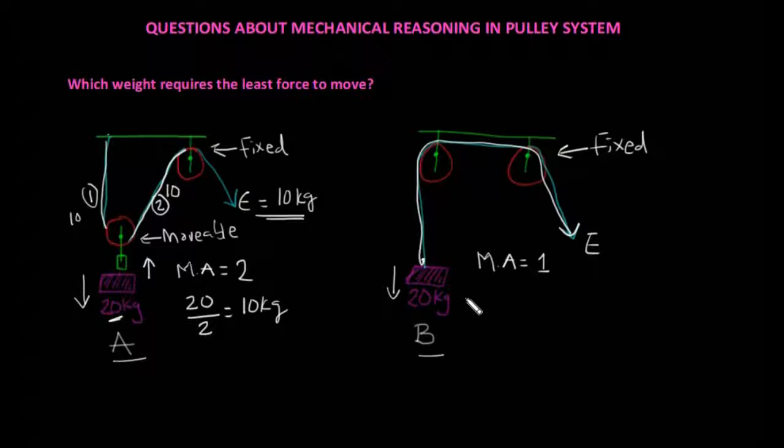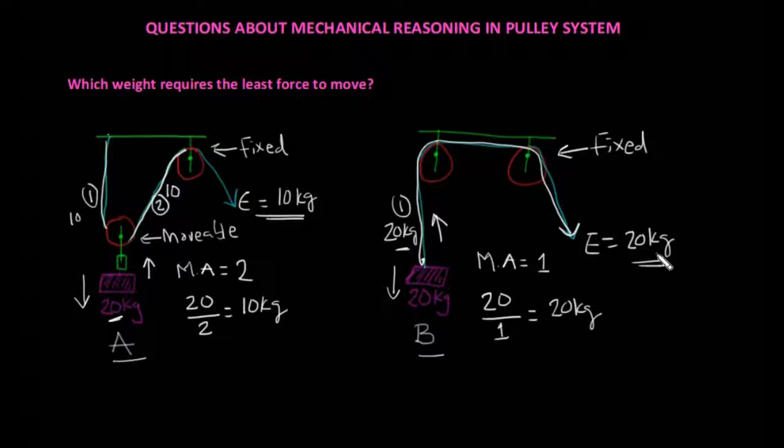And we know that if you take the weight, which is 20, and divide by the sections of rope supporting the weight, which is 1, we get 20 kg. So for this particular rope over here, the least force required to lift this 20 kilogram is 20 kg. So E is equal to 20 kg. Hence, we can say that pulley system A requires the least force to move the weight of 20 kg.